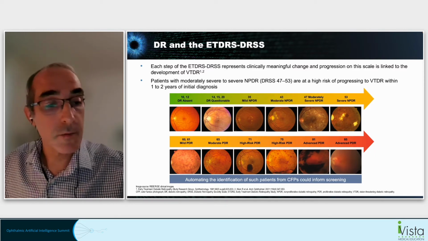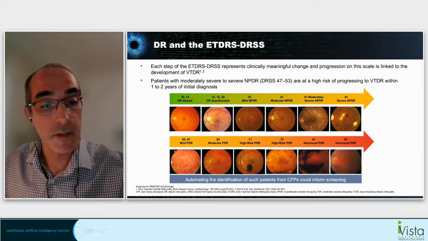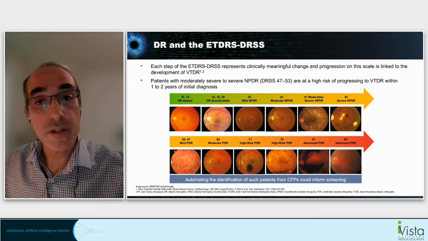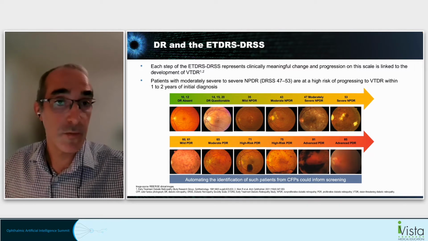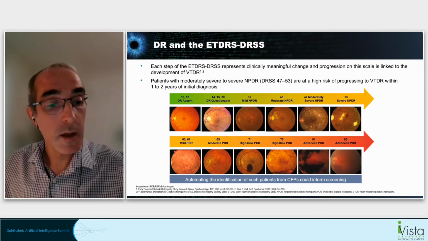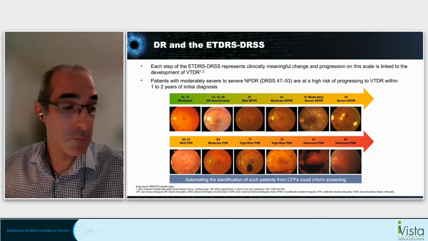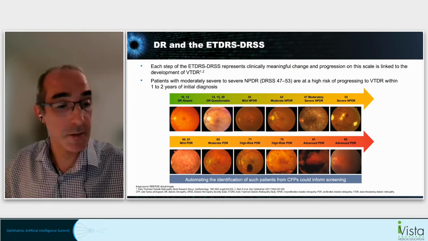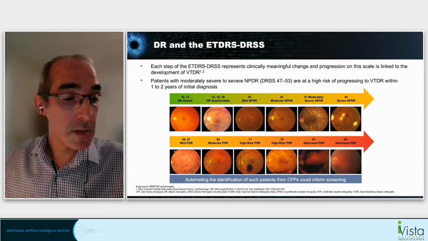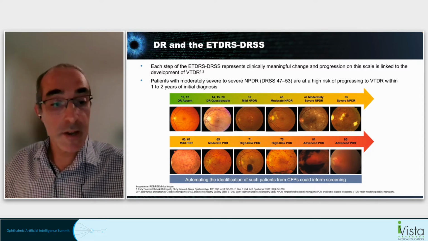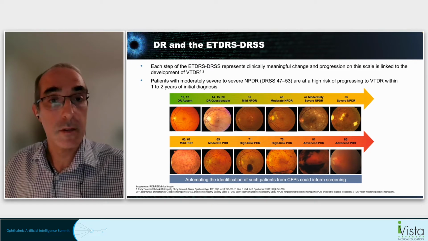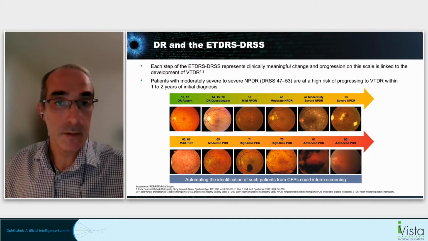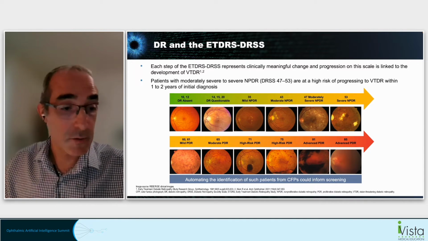So the gold standard for scoring DR severity is the ETDRS DR severity scale, as shown in this slide. And progression on this scale is linked to development of vision-threatening conditions. However, as highlighted in the previous session by the Wisconsin Reading Center, the grading is based on 7 fields stereoscopy, and it's not carried over in clinical practice. DRSS is used in clinical trials rather.